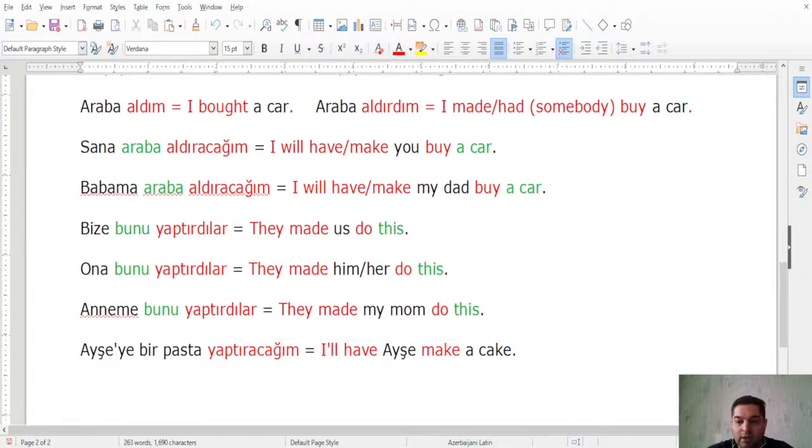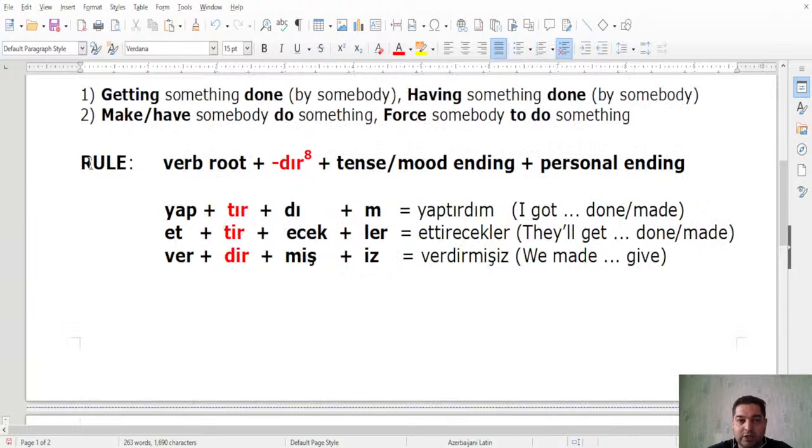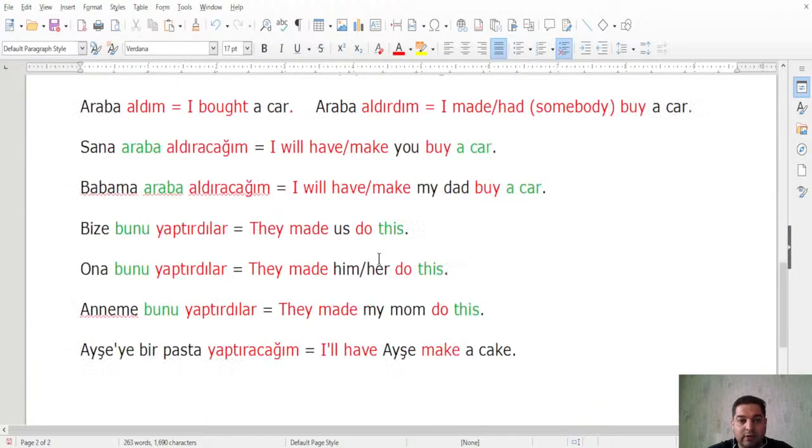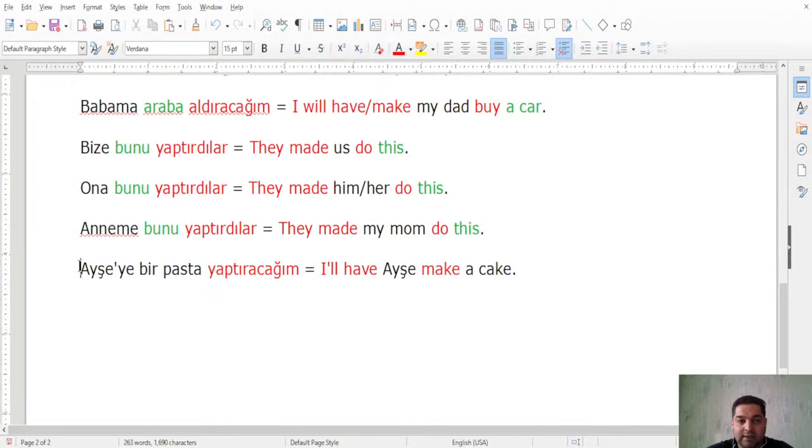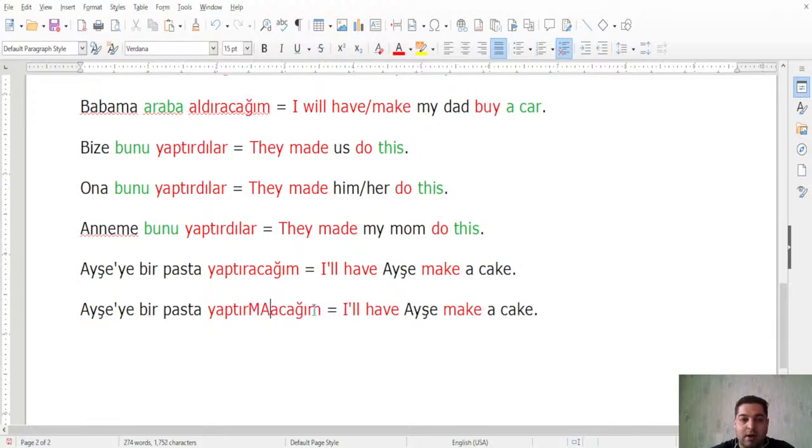Okay. So I hope it is clear how we play with this. So don't forget the structure. Okay, the structure rule, verb root. And again, don't forget that we have done already the affirmative. For example, you can say that I will not have Ayşe make a cake. Okay, let's make this a negative, for example. Ayşe bir pasta yaptırmayacağım.